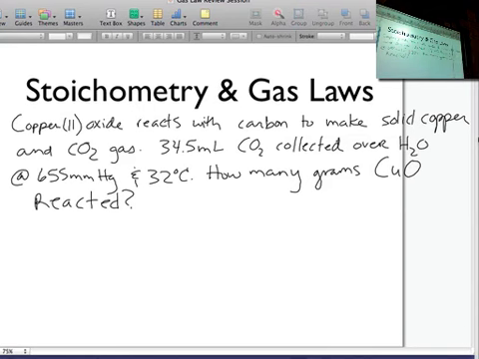So here's our problem. Copper 2 oxide reacts with carbon to make solid copper and carbon dioxide gas. 34.5 milliliters carbon dioxide is collected over water at 655 millimeters mercury and 32 Celsius. How many grams copper oxide reacted? First, we need to make a balanced equation, right? Oh, great call.